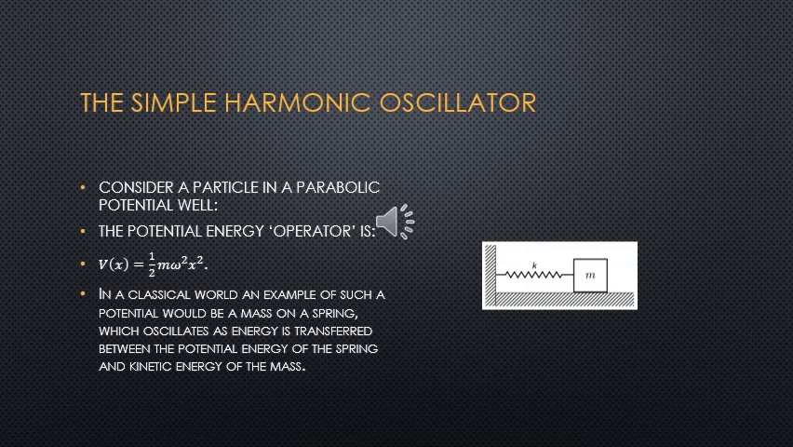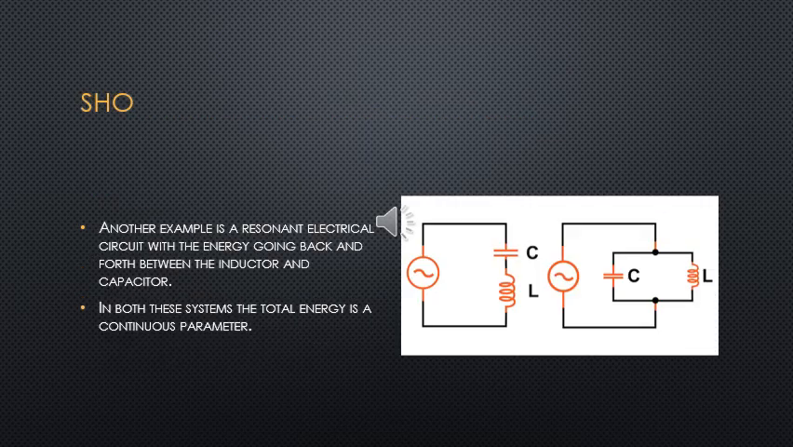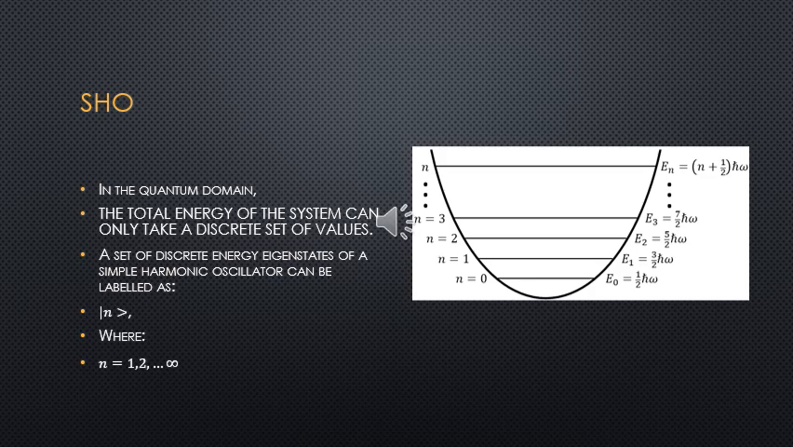In a classical world, an example of such a potential would be a mass on a spring which oscillates as energy is transferred between the potential energy of the spring and kinetic energy of the mass. Another example is a resonant electrical circuit with the energy going back and forth between the inductor and capacitor. In both these systems, the total energy is a continuous parameter. In the quantum domain, the total energy of the system can only take a discrete set of values.